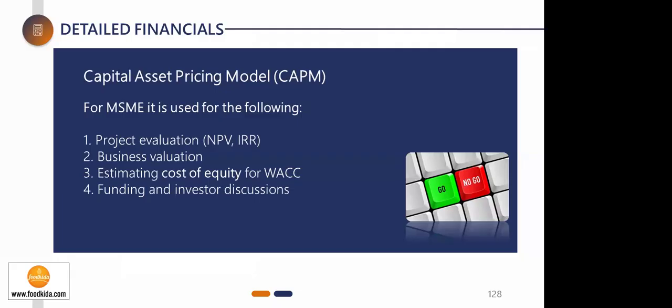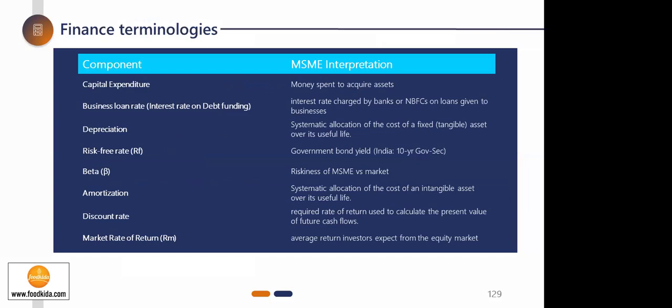So let's start. First, we'll start with the terminologies. We will get acquainted with the terminologies which will be required for doing the commercial viability of your project. First is capital expenditure, which means money spent to acquire assets. Business lending rate is nothing but the bank lending rate on debt funding. What is debt funding? Whatever you take from banks or NBFCs, and the interest charged on those loans.